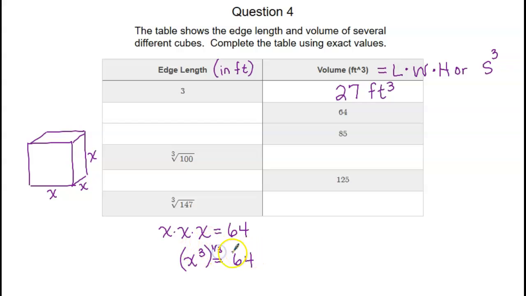So you could either think about, if I wanted to find what one of these is, I would take the 1/3 power. To the power of 1/3. And so 3 times 1/3 would just be 1, which is x. And then I would just find the number that multiplies itself 3 times to get 64, which would be 4.